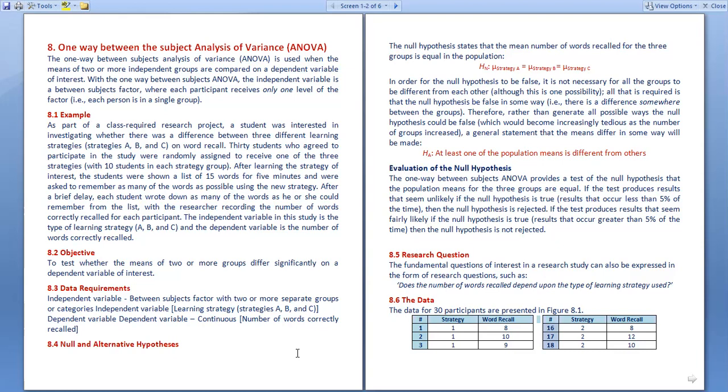So if you look at the null hypothesis, it can be spoken as H0: mu strategy A is equal to mu strategy B is equal to mu strategy C. Whereas the alternate hypothesis suggests that at least one of the three strategies' mean value will differ from the remaining two. So that is what the alternate hypothesis is, that at least one of the population means is different from the others.